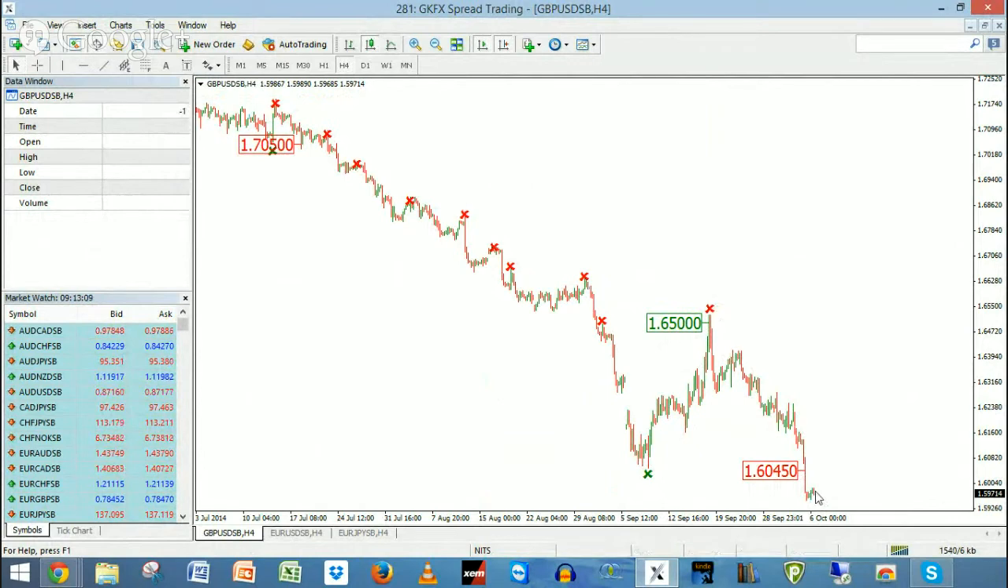Those not in this trade can basically either wait for a retracement here or can get in now with the stop loss just up here as well.